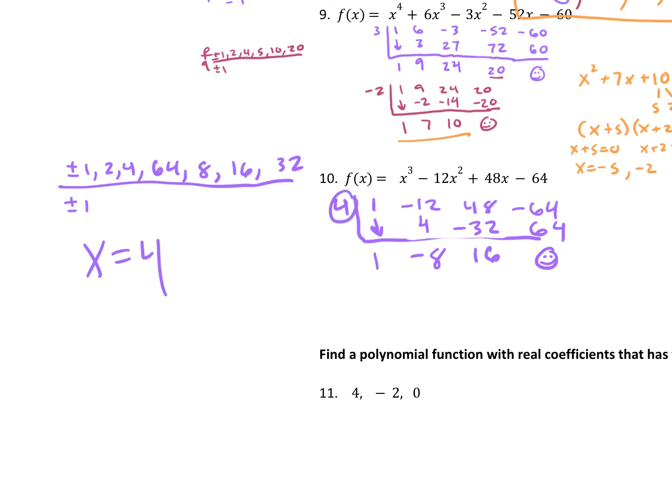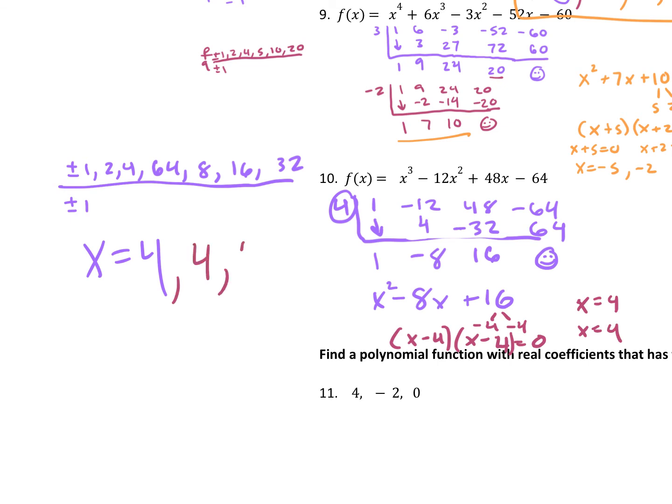So now I have x squared minus 8x plus 16, and I can factor this. So what are two factors of 16 that add to negative 8? Negative 4, negative 4. So that's going to be x minus 4 times x minus 4 equals 0. So if I set each of these equal to 0, I'm going to get x is equal to 4 and x is equal to 4. So two other answers are 4 and 4. Those are my 3 answers.